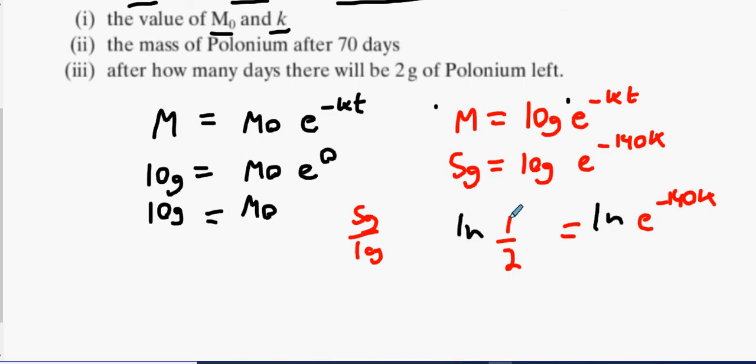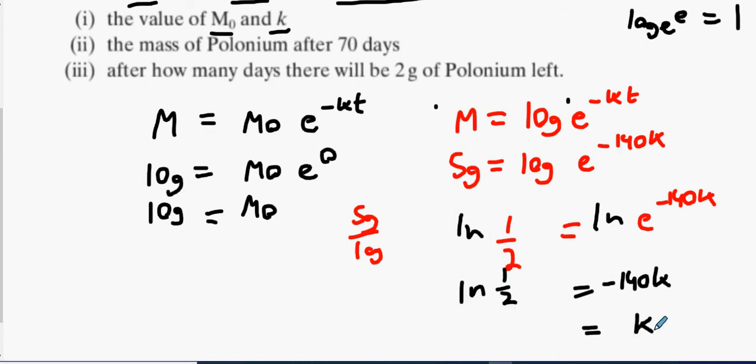Go with that? What's the normal rule that happens with logs? What happens to the 140? Yeah. What is ln e? What is log e base e? So what can I do with the ln e? It just disappears, doesn't it? And what it does is it makes for a tidier answer. And then we have ln half. And then what's k on its own then? ln a half over minus 140.